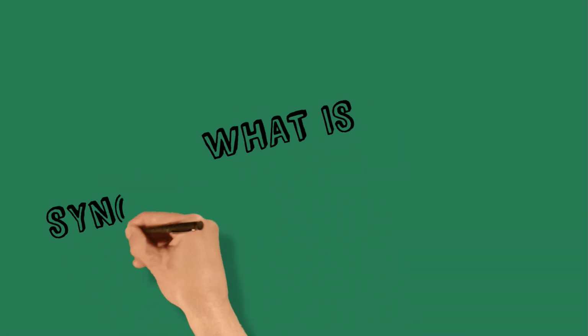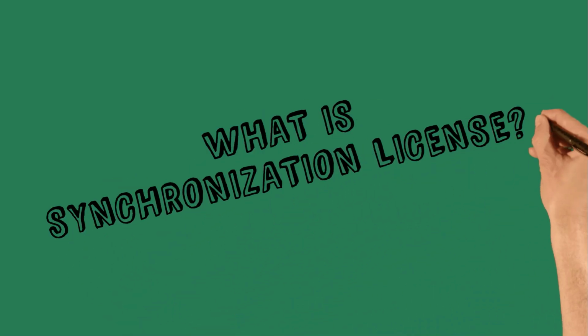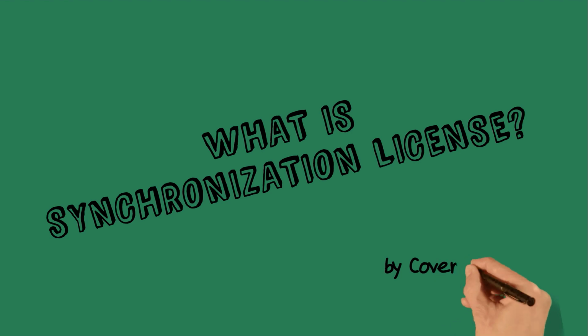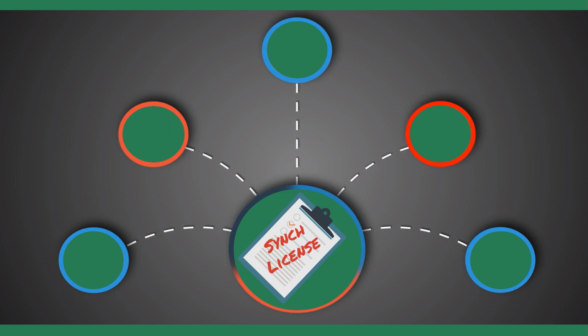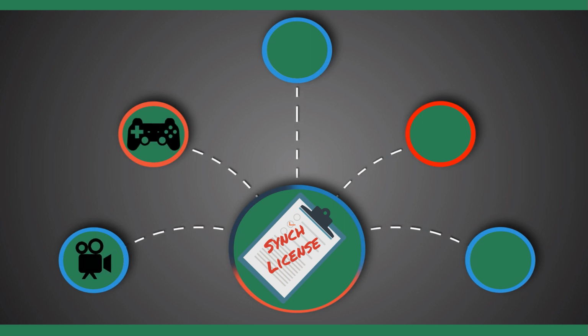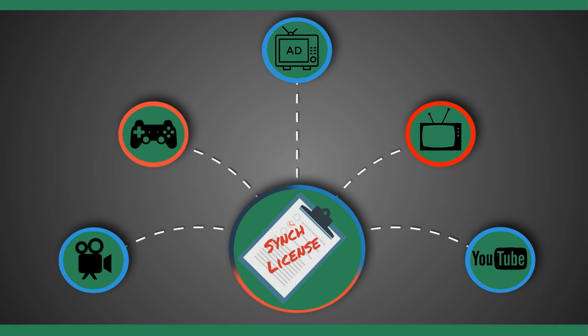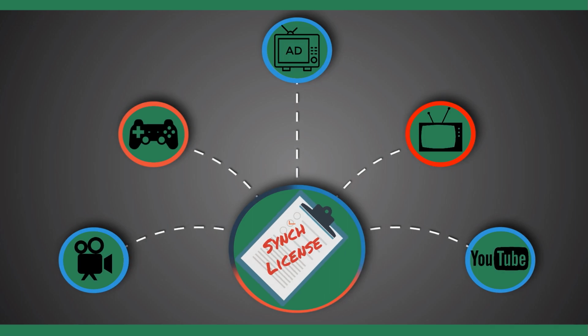What is a synchronization license? A music synchronization license, also known as a sync license, is a license granted by the composer for a particular piece of work. The license allows the licensee or purchaser the right to use the music in a visual piece, such as a movie, video game, commercial, TV show, YouTube, or any other content, even if it contains only one picture.